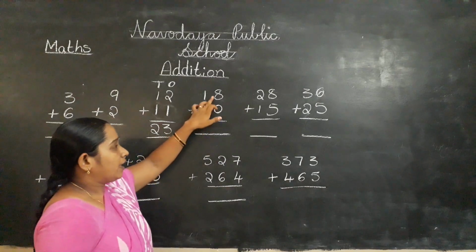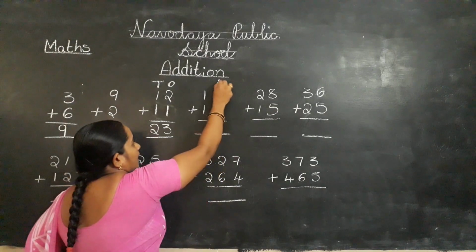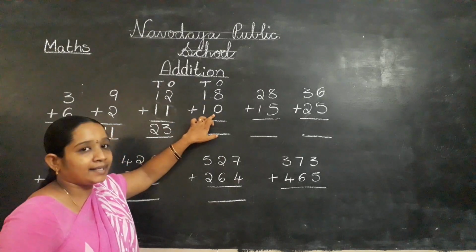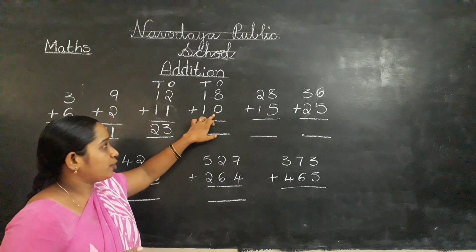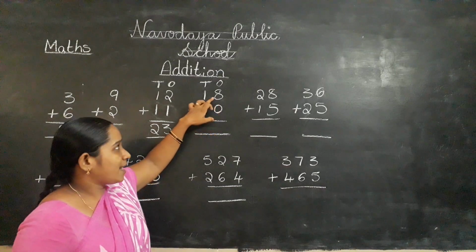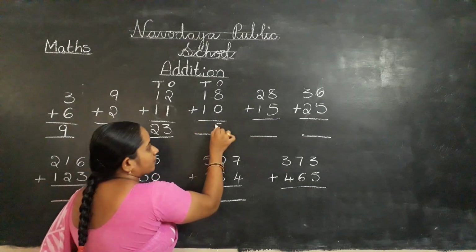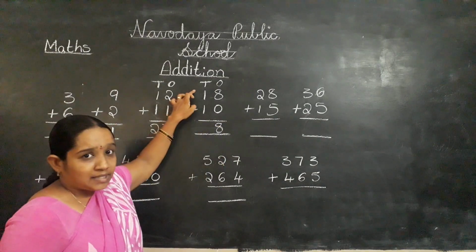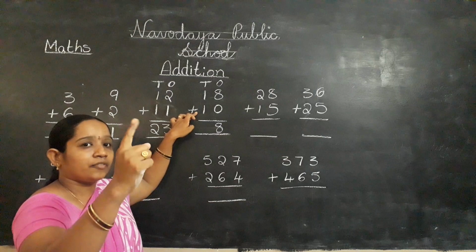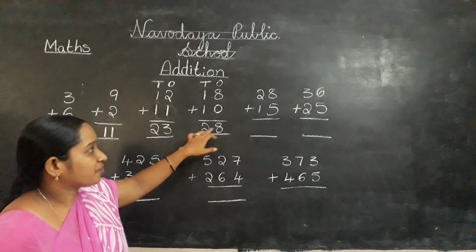Next one. Again here 2-digit numbers. Add the ones place digits first. Next go to the tens place. 8 plus 0. We already learned when any number is added to 0 or 0 is added to any number, the answer is itself. Now what is the number we are adding here? 8. 8 plus 0, 8 itself. Now take the tens place digits. 1 plus 1. Take 1 finger, 1 after, 2. Answer is 28.